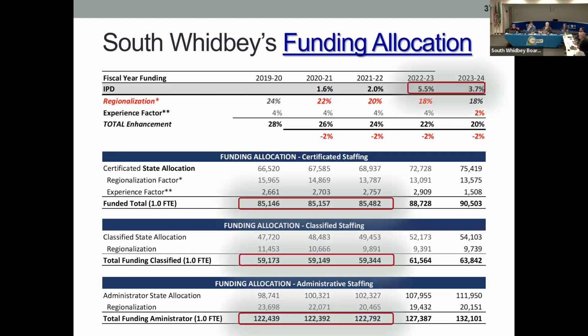And then the problem we see now is if you look at the IPD, which is the amount that we increase salaries by, it's 5.5, 3.7, plus any negotiated amount on it. And not everybody gets funded.